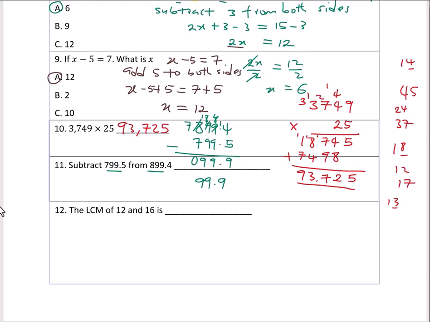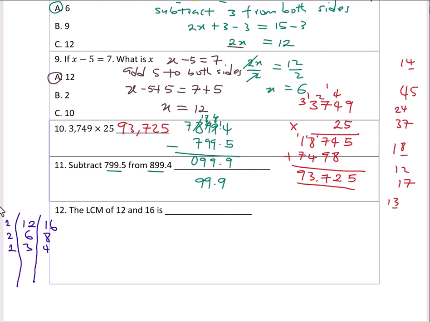I'm going to use the two methods. So the first one is the traditional method they are used to. So we'll just have 12 and then we'll have 16. Then we divide through using 2. 2 here is 6. 2 here is 8. 2 here is 3 and 2 here is 4.